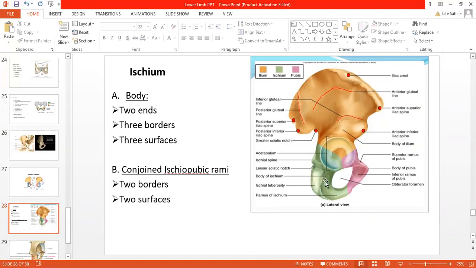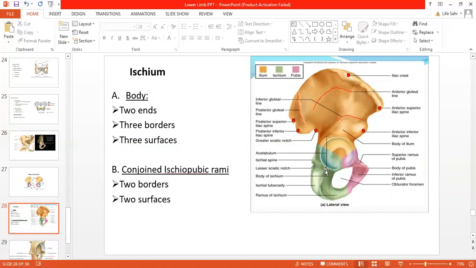The body of the ischium is quite big, strong, and massive, and it lies just below and behind the acetabular fossa. It has two ends, an upper end and a lower end. The upper end of the body of the ischium forms the posterior 2/5 of the acetabulum. So this entire part is the upper end of the body of ischium.